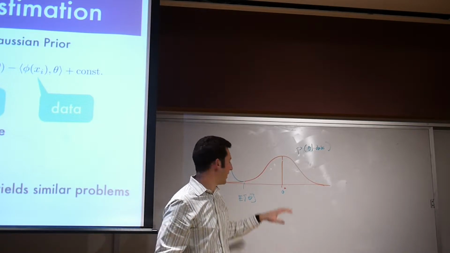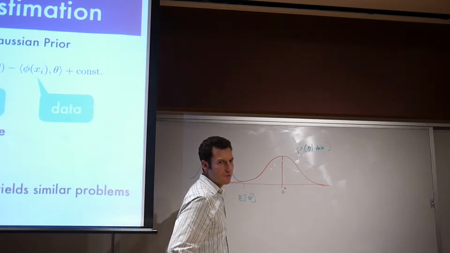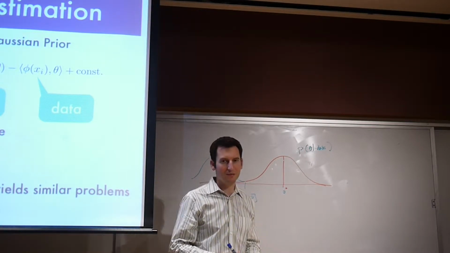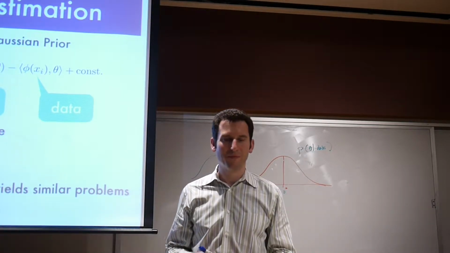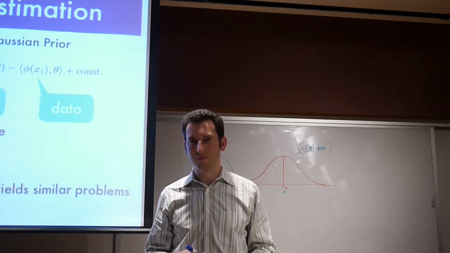Example would be if I add some permutation symmetry to a problem. Then the expectation that actually is going to go away. Yep. Could you relate that mode versus mean idea to the equation again?